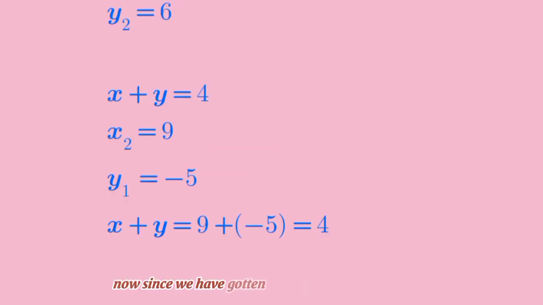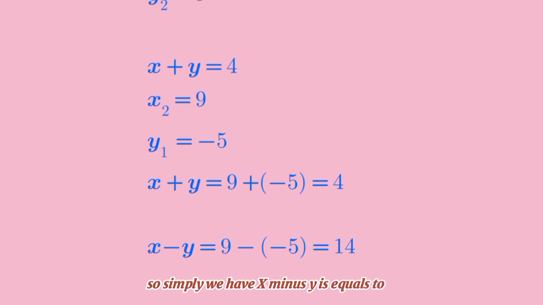Now, since we have gotten our actual values of x and y, we are going to try solving the question, which is x minus y. So simply we have x minus y equals 9 minus minus 5. And this is going to give 14. So we have our final answer to be equal to 14.